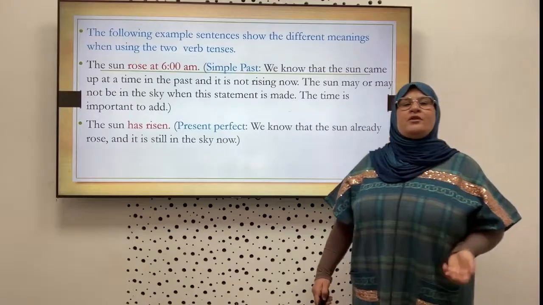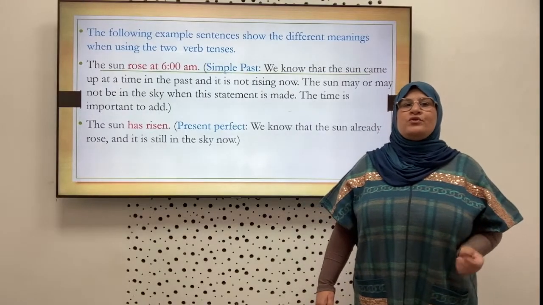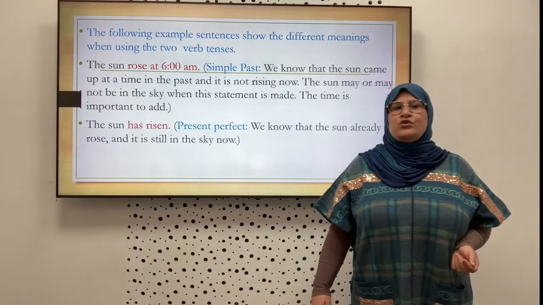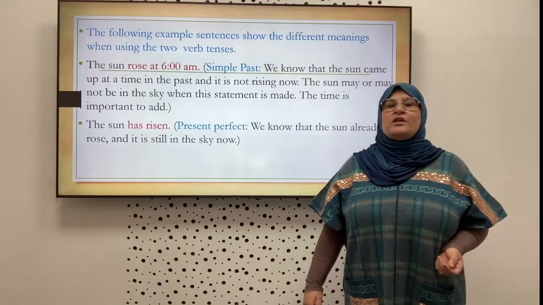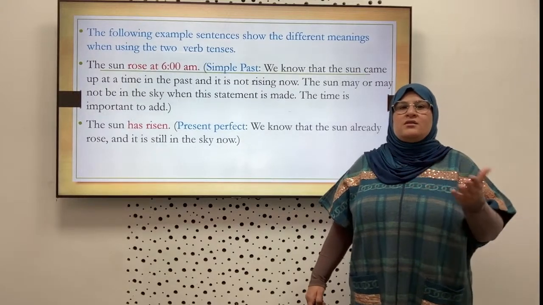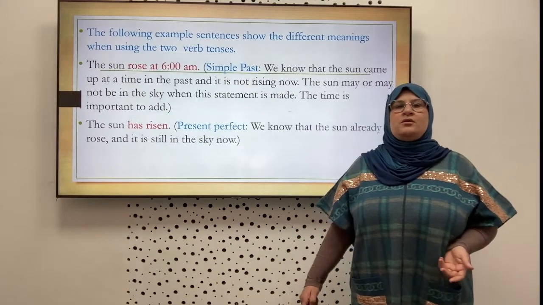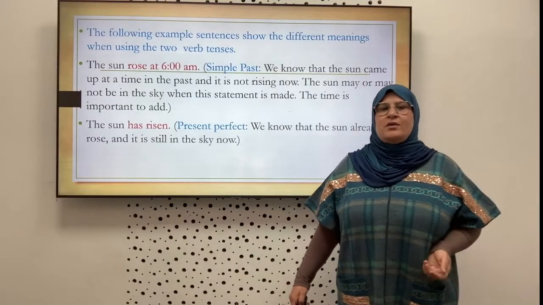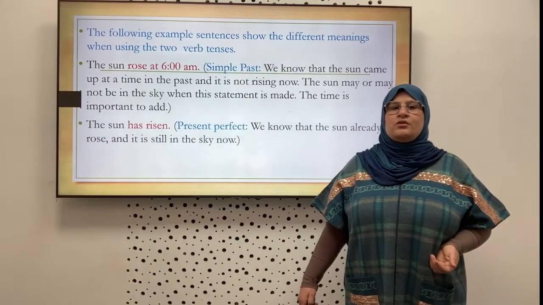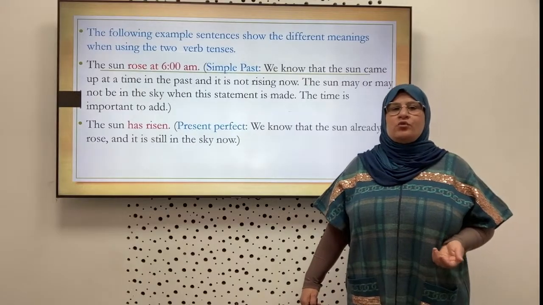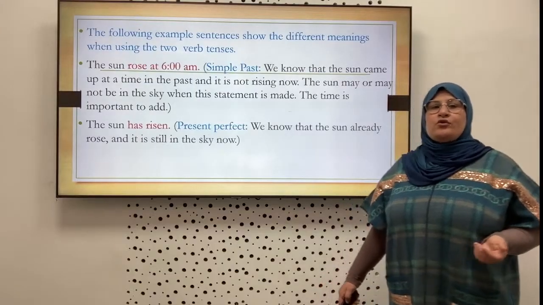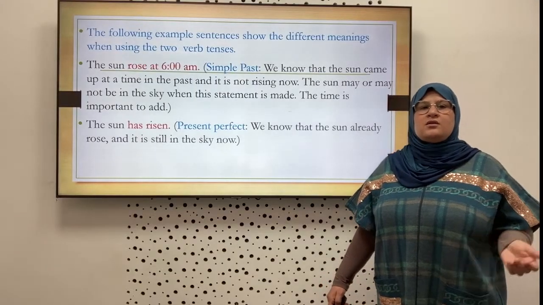Now let's compare the two examples. The sun rose at 6 a.m. Here you can see the verb rise, whose simple past is rose. Here we use the simple past. We know that the sun came up at a time in the past and is not rising now. The sun may or may not be in the sky when this statement is made. So this time is important to add. Look at the second example. The sun has risen. So here, has risen. Risen is the past participle of the verb to rise. Here we are using the present perfect because we know that the sun already rose and is still in the sky now.